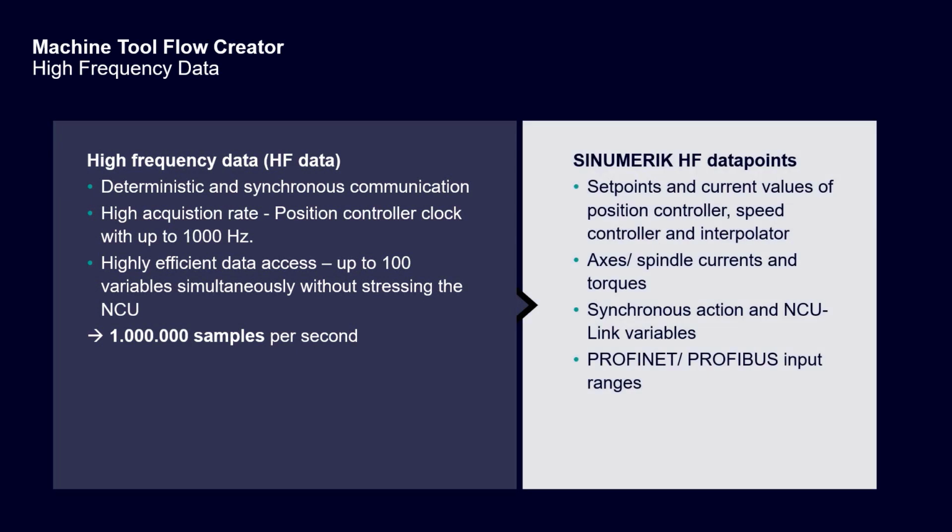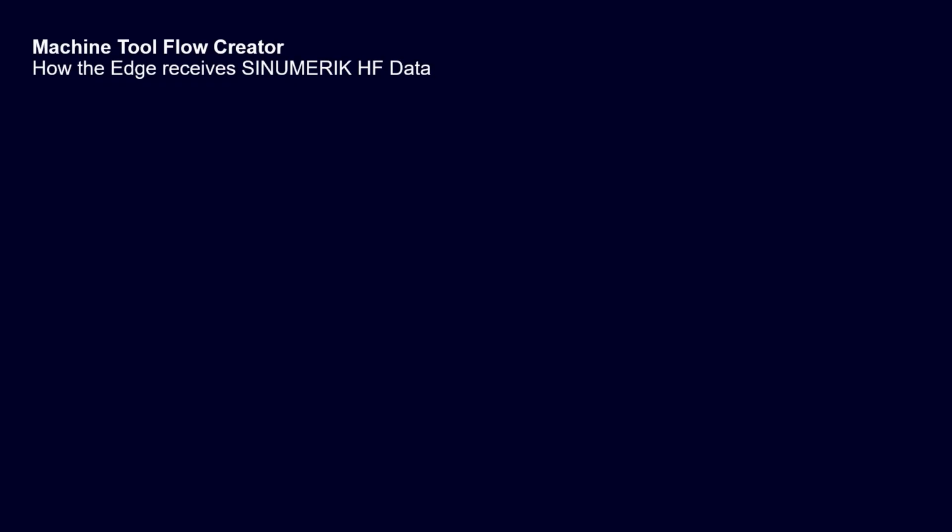When we talk about SINUMERIK high frequency data, we usually mean set points and current values of the position controller, speed controller or interpolator, or currents and torques of the different axes and spindles. And you can also read synchronous action variables or NCU linked variables, and you have the chance to access the Profinet and Profibus ranges.